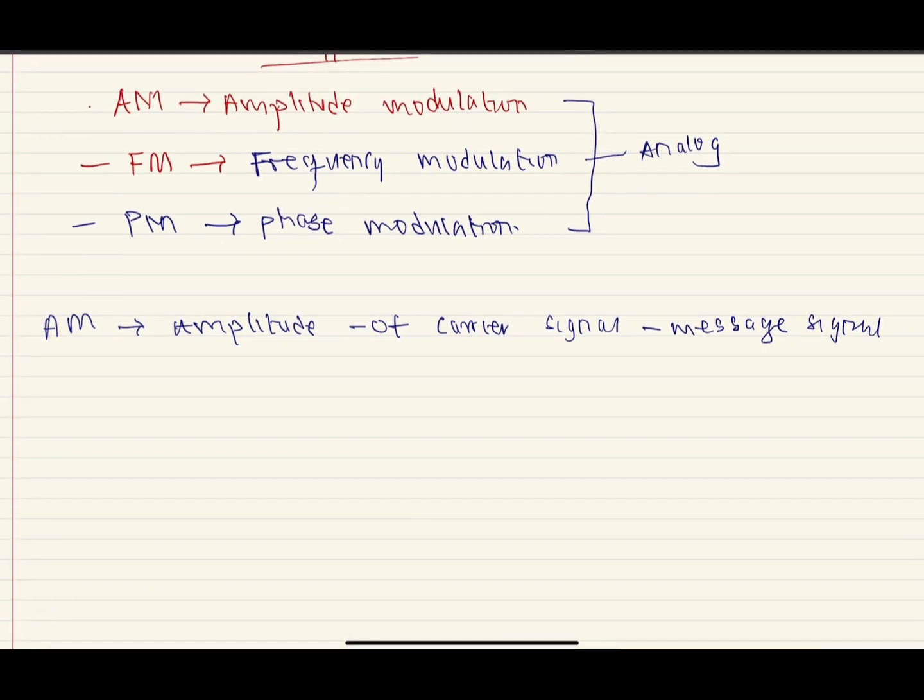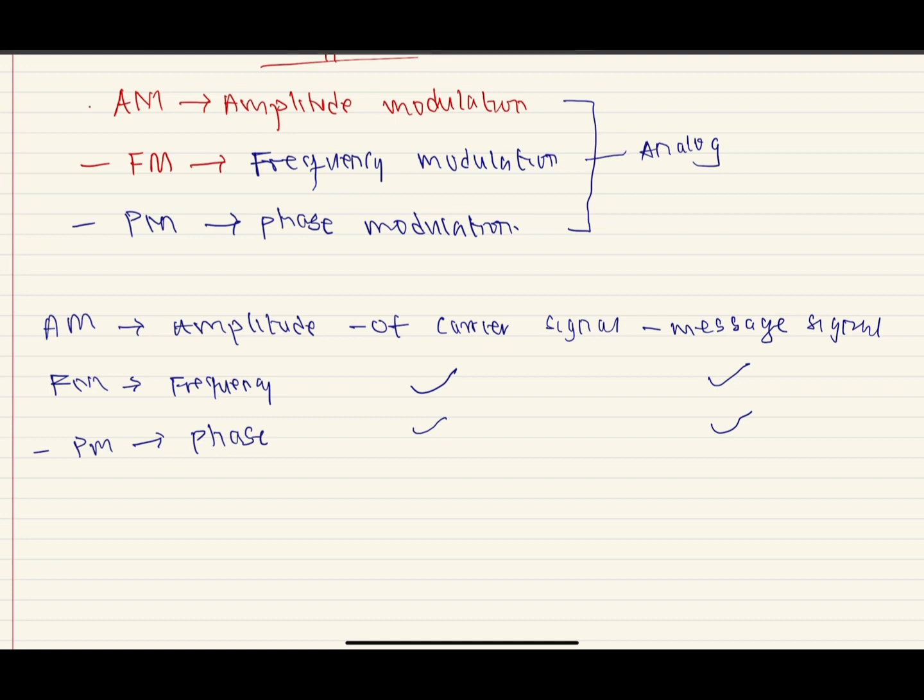The same thing applies to FM. What you need to do is change everything and bring in frequency. So frequency modulation is the process of changing the frequency of a carrier signal with respect to the instantaneous change of the message signal. And the last one is PM, which is phase modulation. The only thing I need to change is the phase: the process of changing the phase of a carrier signal with respect to the phase of the message signal. So this is how you can define the various types of modulation.